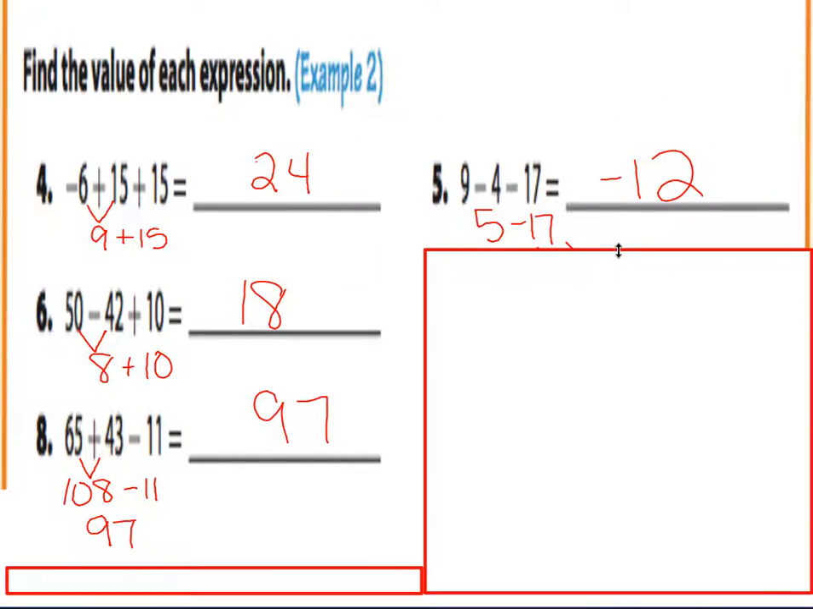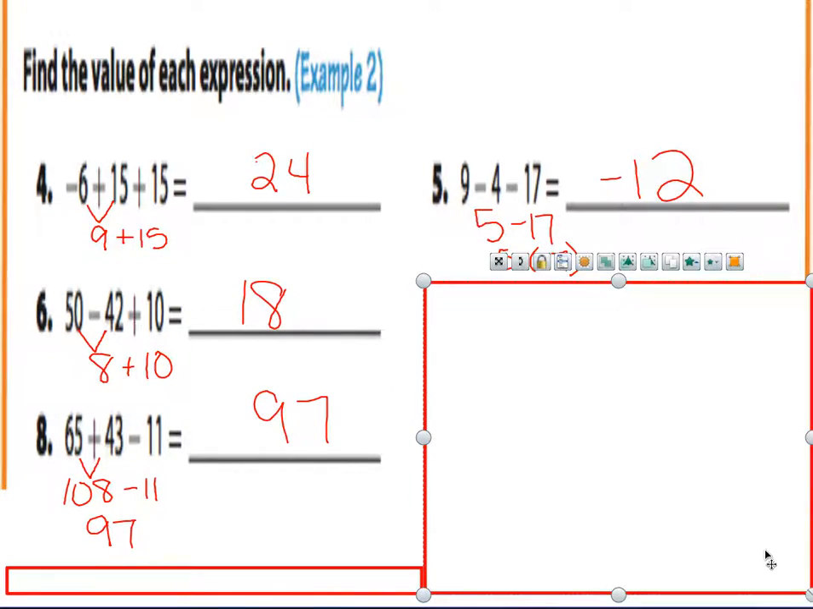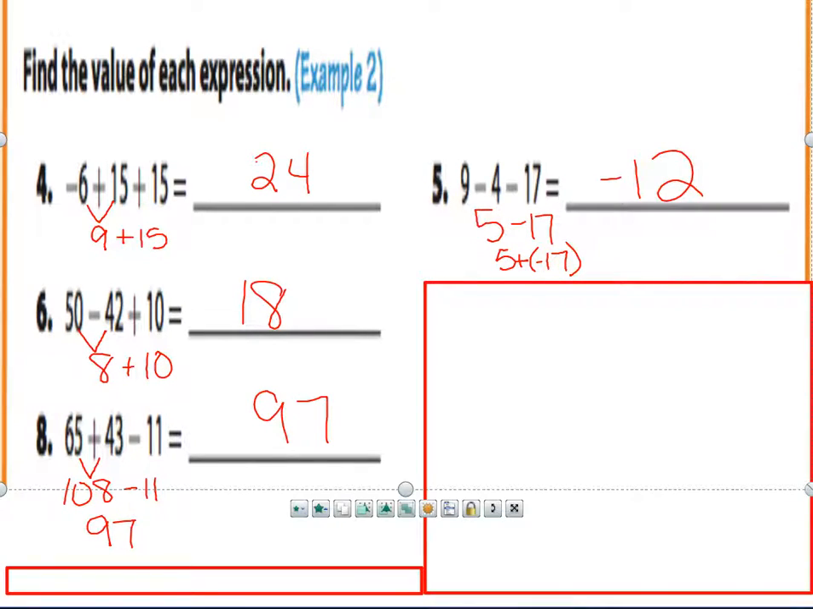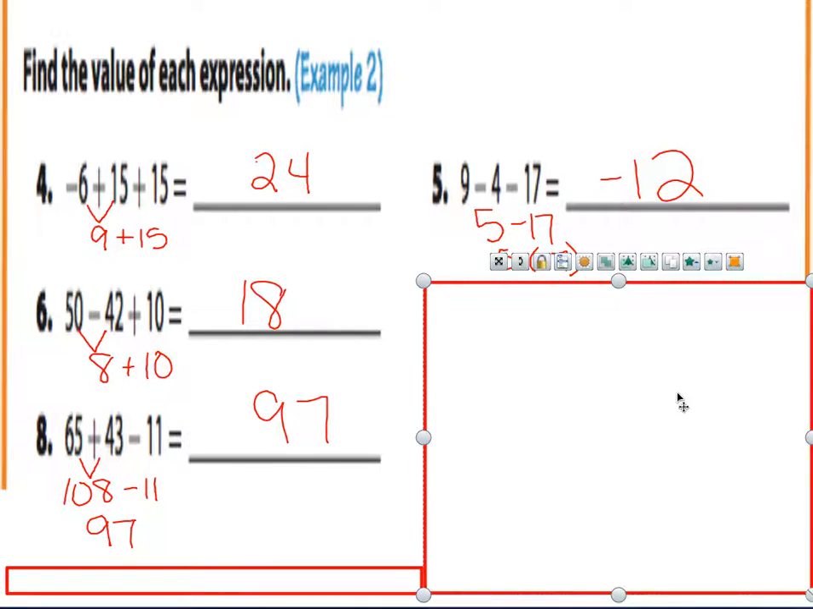Number 5 was a negative 12. 9 minus 4 gave you 5. And 5 minus 17, remember we changed subtraction to adding the additive inverse. So the additive inverse of 17 is a negative 17. Since the signs are different, I had to do 17 minus 5, which gave me 12. But 17 has the larger absolute value, so my answer is negative 12.